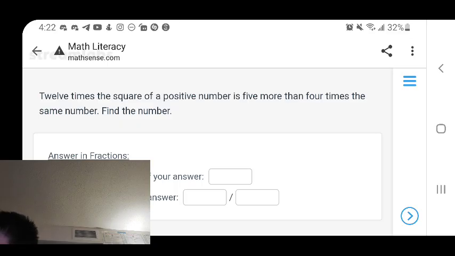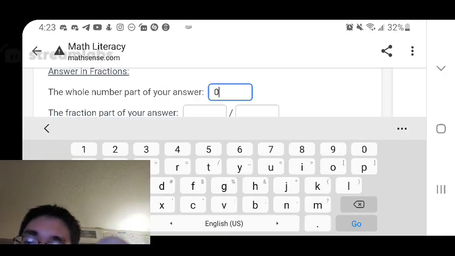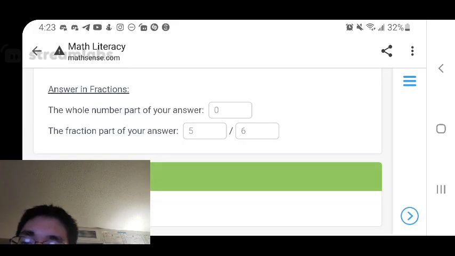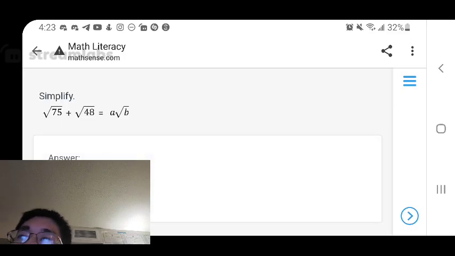Yeah, you just do the 12x squared minus 4x minus 5 equals 0. Yep. Keep saying 5/6, 5/6. Yeah. English. Fun.